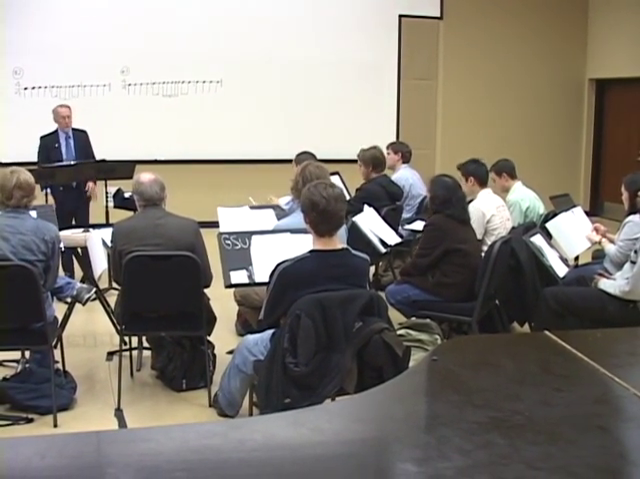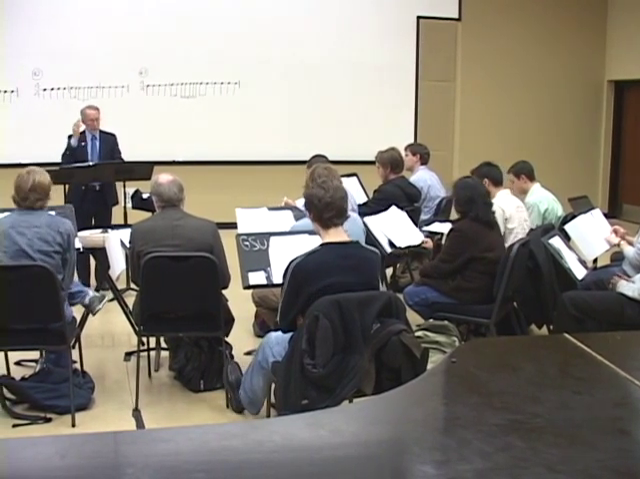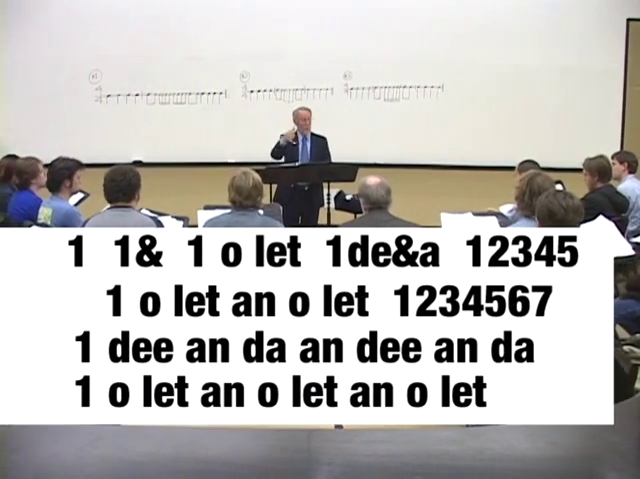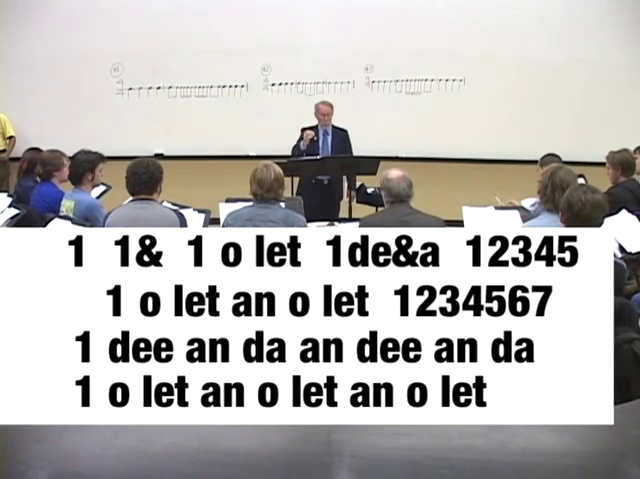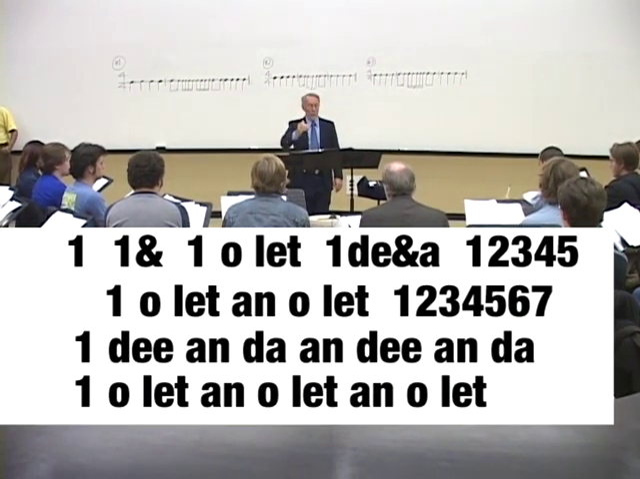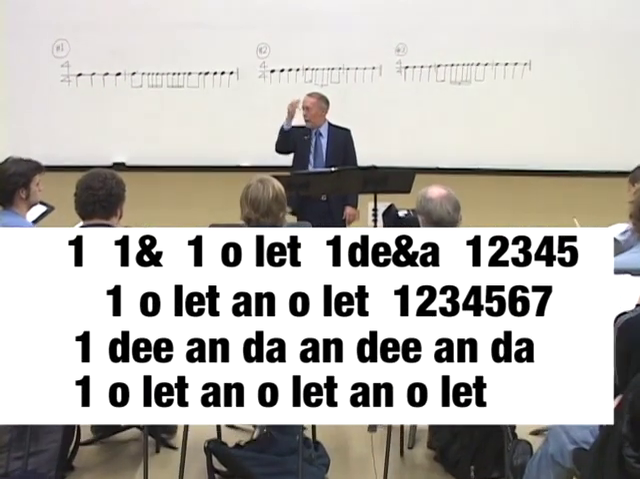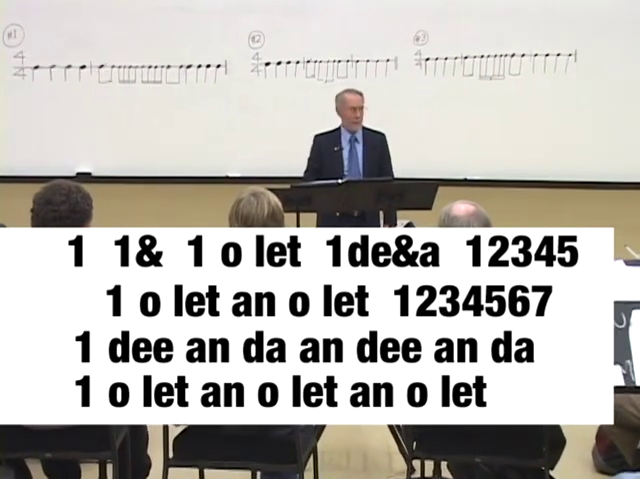All right, now we'll put those together with the ones, and it'll sound like this. One, one, and one, no let, one, D, and a, one, two, three, four, five, one, no let, and no let, one, two, three, four, five, six, seven, one, D, and a, and D, and a, one, no let, and no let, and no let, one. That gives you your counting system through nine.